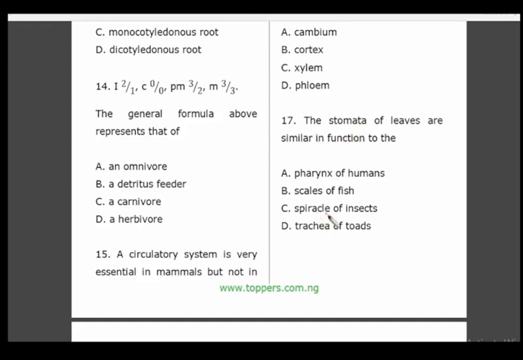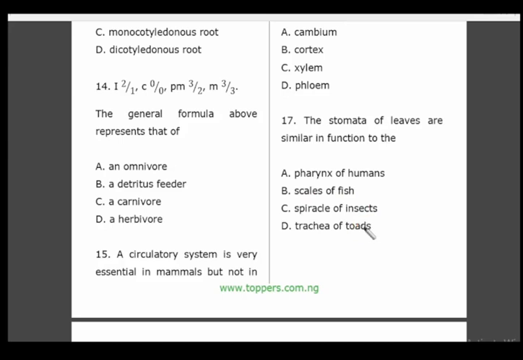So we have the spiracle of insects to carry out a similar function as well. It is definitely not the pharynx in humans, because pharynx of humans is the passage from the mouth into the esophagus, and then scales of fishes, they are also responsible for regulating body temperature of the fishes and then protection of the body. But when we talk about the spiracle of insect, the spiracle of insect helps them in respiration, as well as the trachea of the toads. Trachea of the toads also is an organ of respiration in the toads.